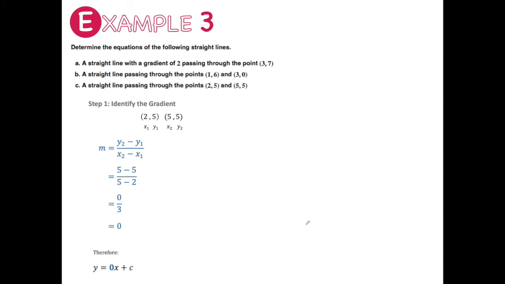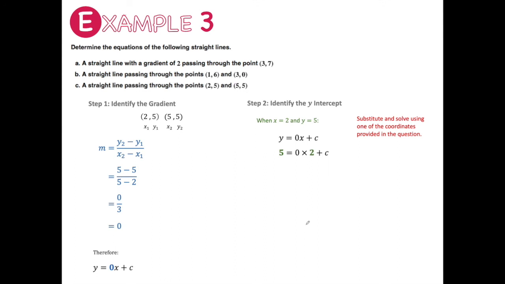So therefore, 0x plus c is going to equal y. So going ahead with step 2, identify the y-intercept. So I can substitute and solve using one of the coordinates provided in the question. So using the first set of coordinates of 2 and 5, when x is equal to 2 and y is equal to 5, I'm going to substitute in the values. So 5 is going to equal 0 times 2 plus c. So 5 is equal to 0 plus c. So c is equal to 5.